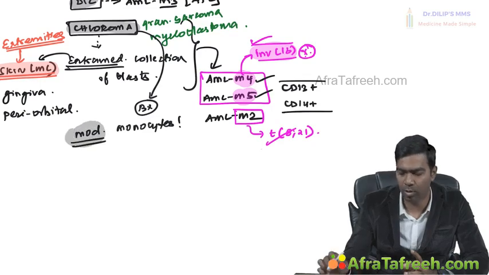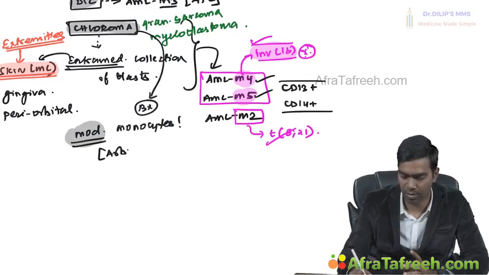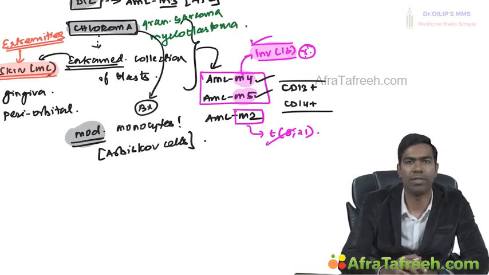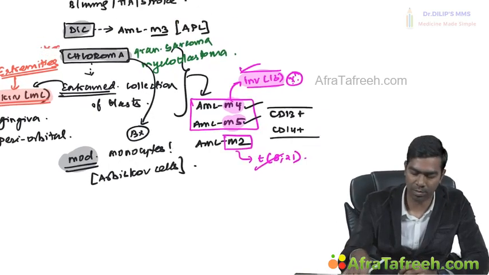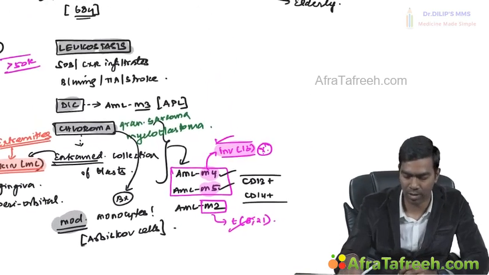Very commonly, because I told you chloroma is very common in types of AML where you have monocytic differentiation. So obviously you are going to see mostly monocytes within these chloromas. Since they are abnormal monocytes, these are modified monocytes, and this is what we refer to as Arbiscoff cells. These are modified monocytes that you see within the chloroma. So these are some of the important points about understanding a chloroma.